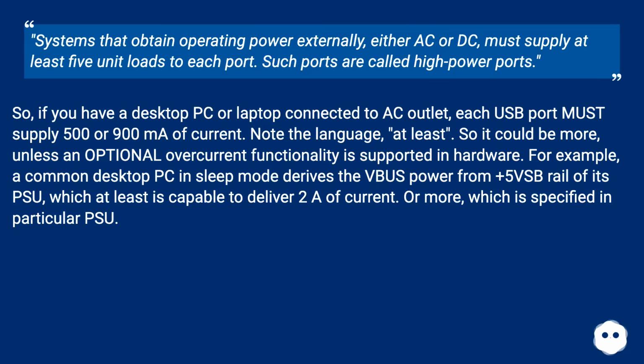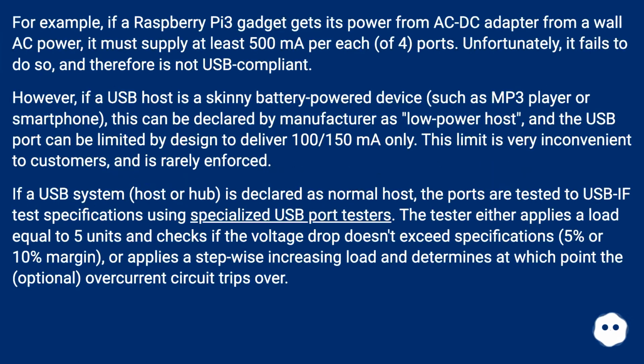For example, a common desktop PC in sleep mode derives the bus power from the +5 VSB rail of its PSU, which at least is capable of delivering 2A of current, or more, which is specified in the particular PSU. For example, if a Raspberry Pi 3 gadget gets its power from an AC-DC adapter from a wall AC power, it must supply at least 500 mA per each of 4 ports. Unfortunately, it fails to do so, and therefore is not USB compliant.